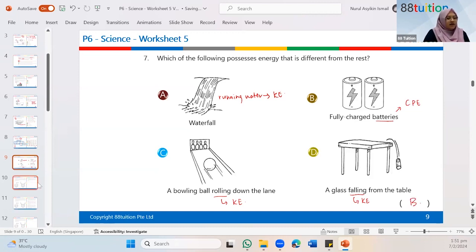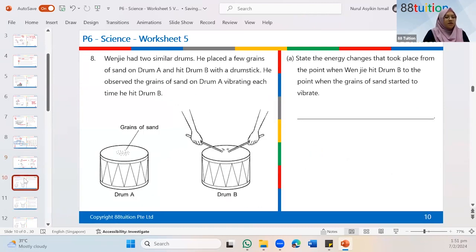Okay, all right, we are done with our MCQ. Let's move on to our open-ended. Okay, open-ended number 1, question 8. Wen Jie had 2 similar drums. He placed a few grains of sand on drum A, and then he hit drum B with a drumstick. And then he observed that the grains on drum A vibrate each time he hit drum B. But again, drum A and drum B are a distance apart. The grains of sand are on the other drum. Okay, so when he beat drum B, he realized the grains of sand also got some tiny movement, vibrations.